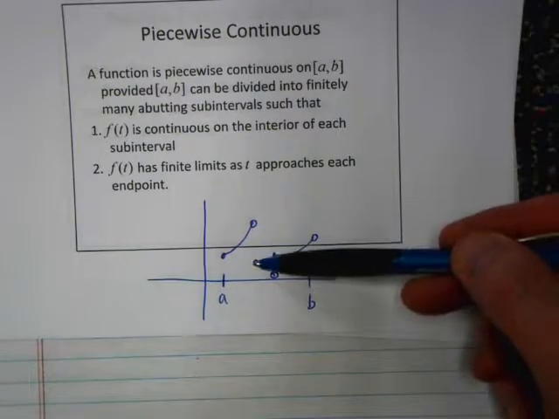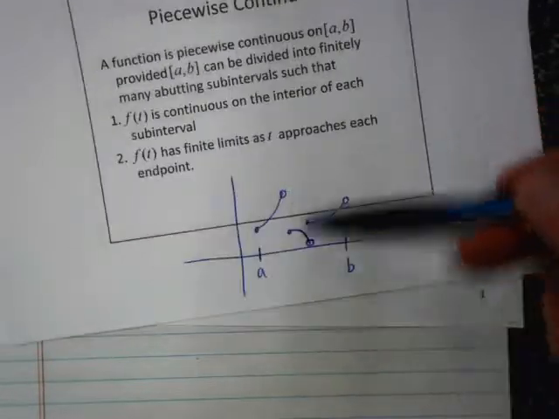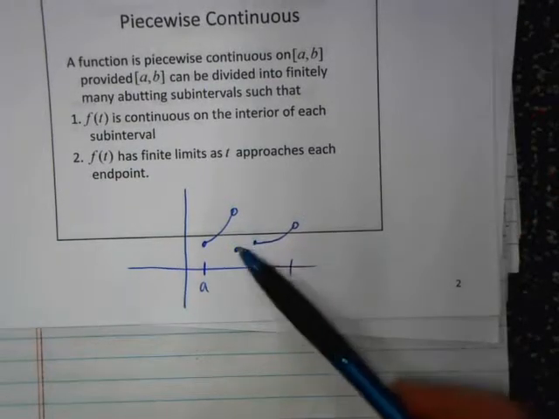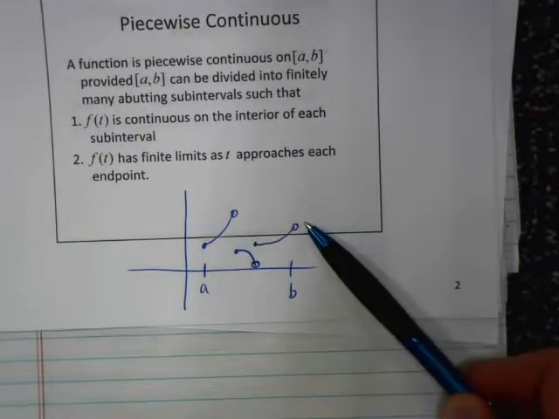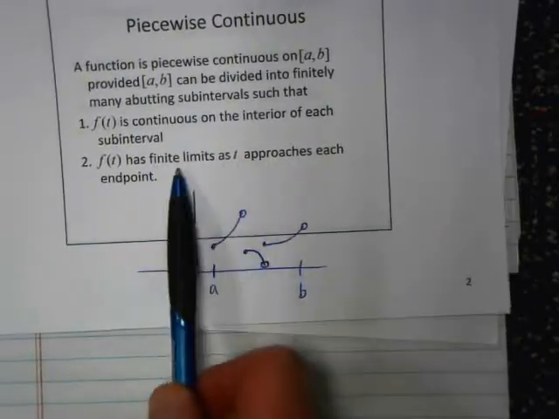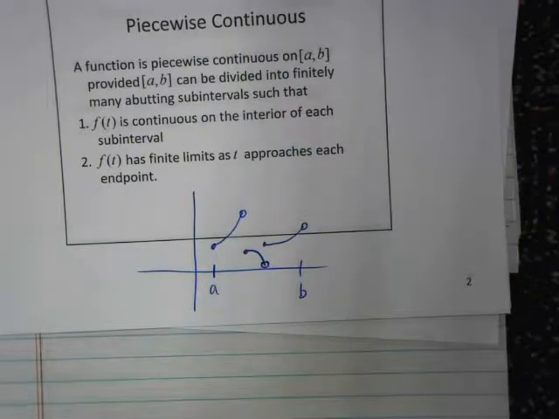So if I could move this one up here and connect it, and then move that one and connect it, and have one continuous function, it would be continuous. Basically it means you have a bunch of continuous little pieces, but you don't have any vertical asymptotes, because these limits all have to be finite. Once I have a vertical asymptote, I'm no longer piecewise continuous.